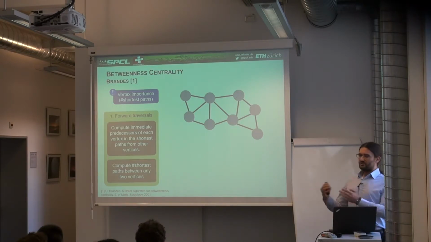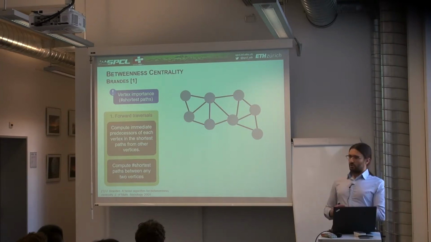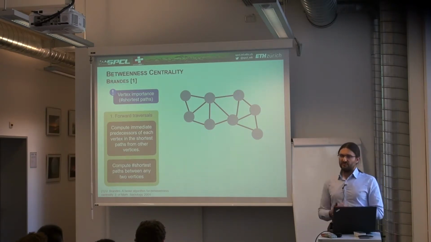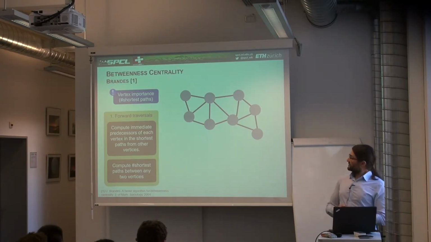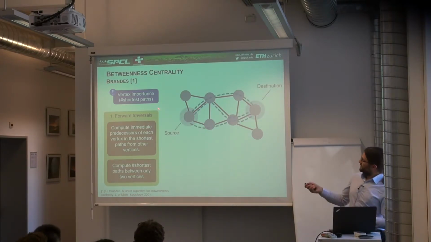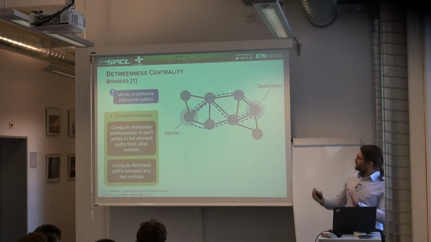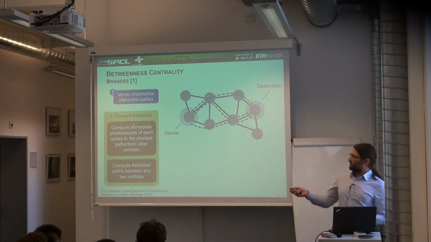So we'd like to know, for each of these vertices, what is the vertex that is my direct predecessor on the shortest path from, for example, the root. And of course, we also want to compute the number of shortest paths between every two vertices. So for example, here we have a source, we have a destination, and again we have these three shortest paths. We need to update all this information as we go in the first forward traversal phase.